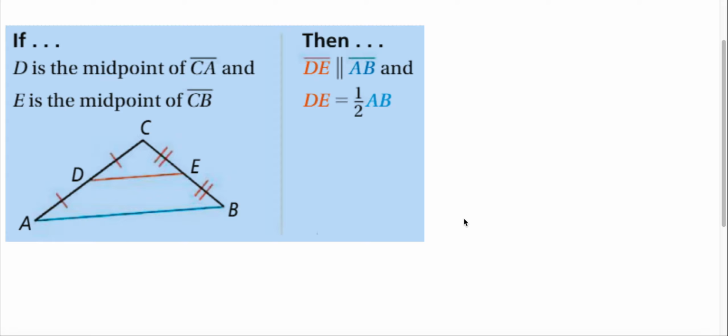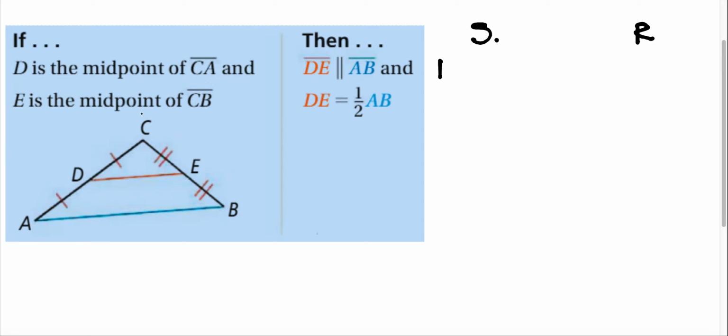The midpoint of segment CA is D, and the midpoint of segment CB is E. Then DE is parallel with AB, and DE is equal to 1.5 AB. So let's try it. First of all, let me take a pen. Let me write the statements on this side and the reasons here.